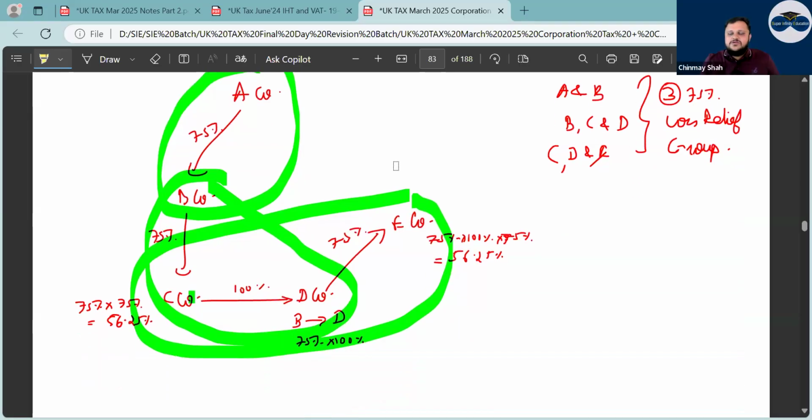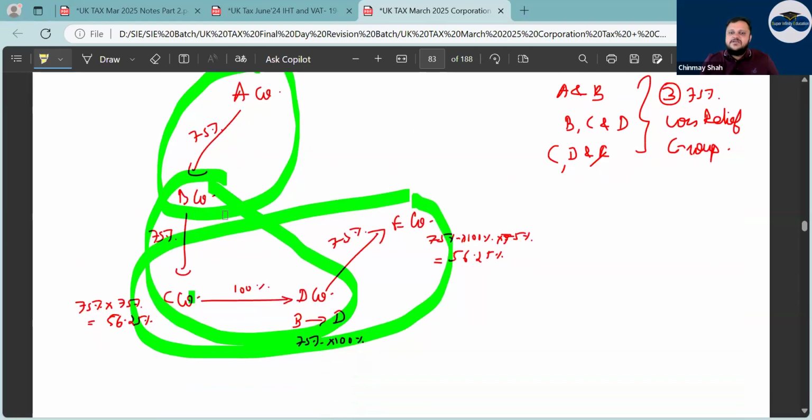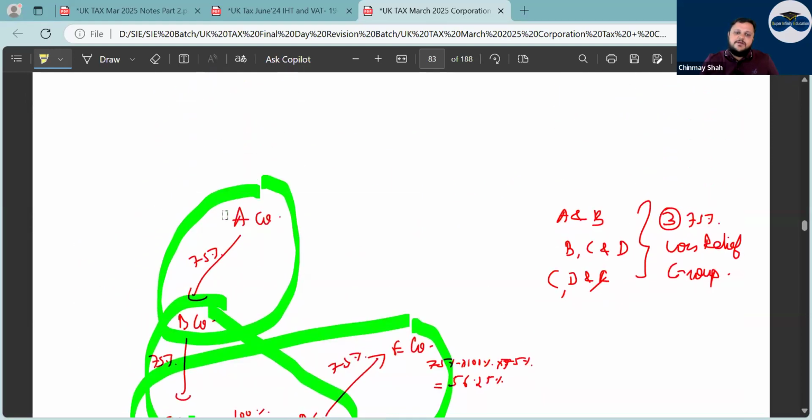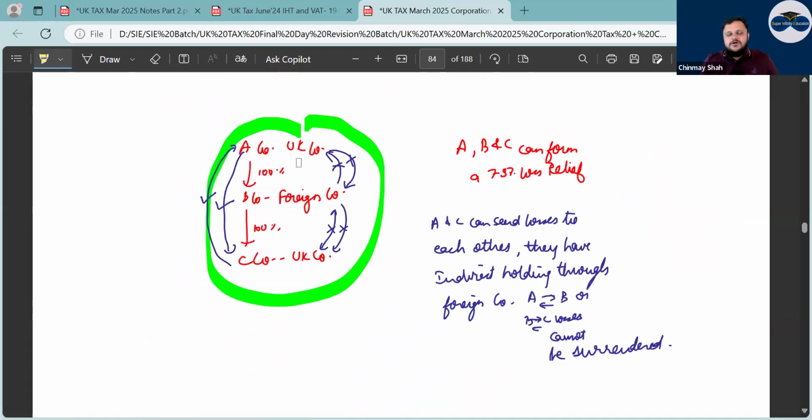Have a look. So can these multiple groups exist, can B company be part of a group where B, C, D are there? Can B company be a part of the group of A company? Yes, why not? Allowed. Logically, there should be a 75% or more group.